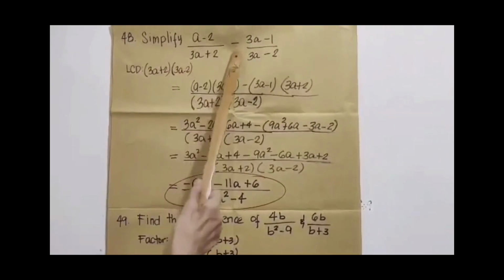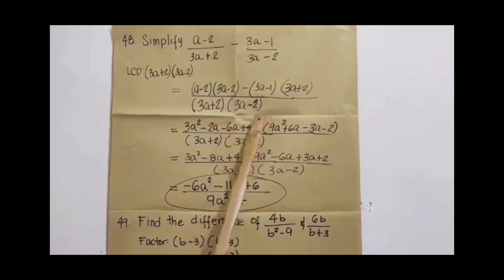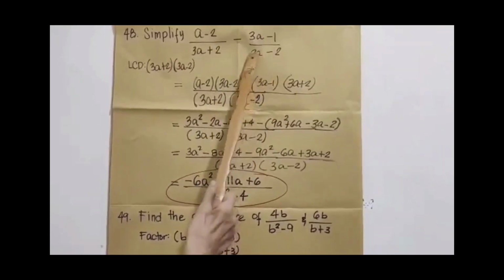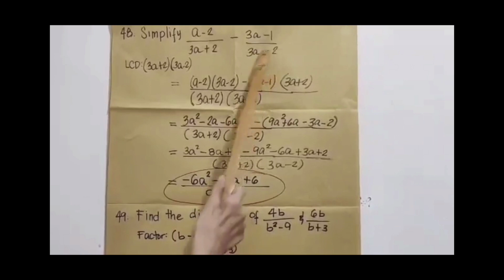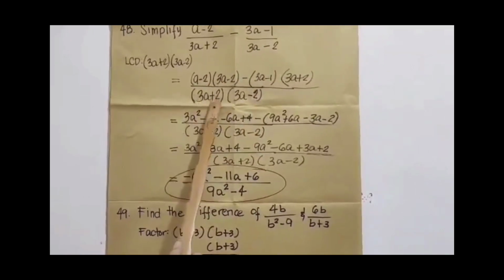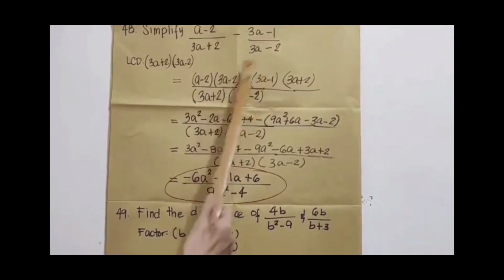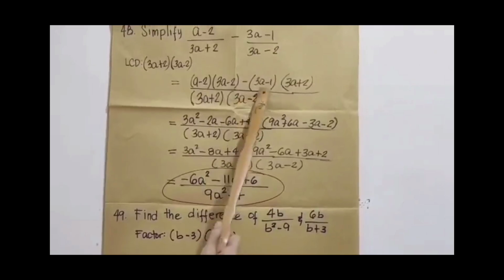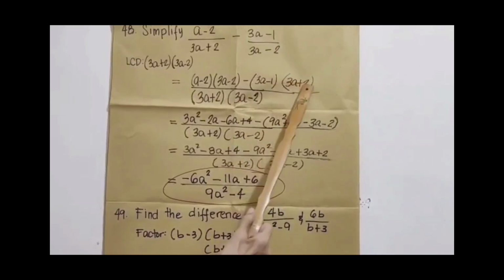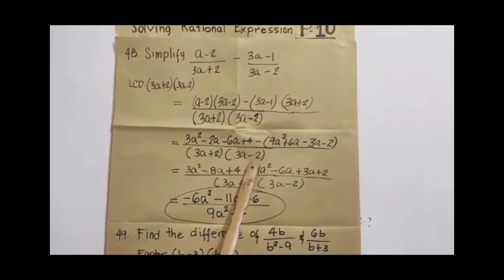Then since it is subtraction, we copy the sign first, then we divide the LCD by this denominator here, cancel, and the remaining is a plus 2. Then we multiply it to the numerator. That's why we have a minus 1 times a plus 2. Then draw a line again, then copy the denominator, and simplify.